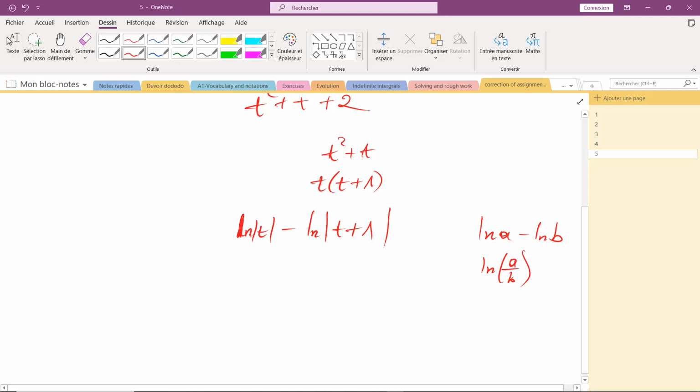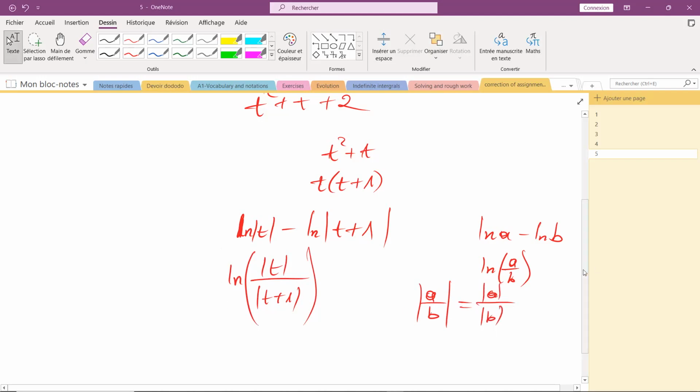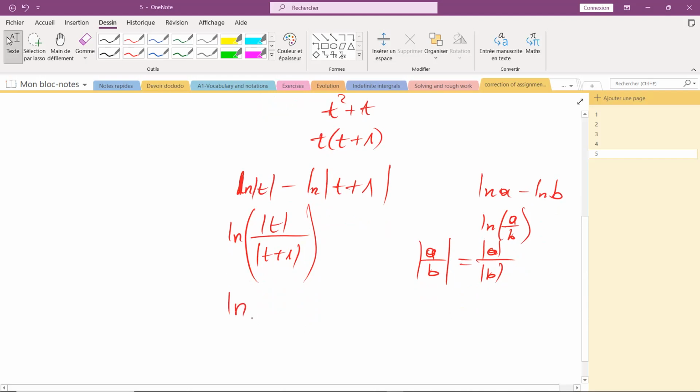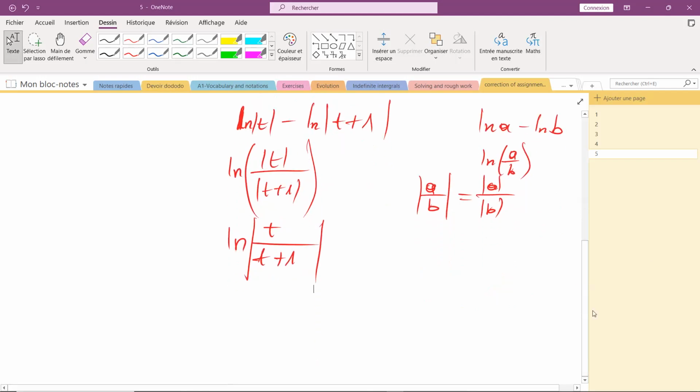Here, you just write this as ln of the absolute value of t all over the absolute value of t plus 1. Now, I told you that the absolute value of a all over the absolute value of b is the same as the absolute value of a all over b. So this becomes ln of the absolute value of t all over t plus 1. That's how you are supposed to simplify it as much as possible.